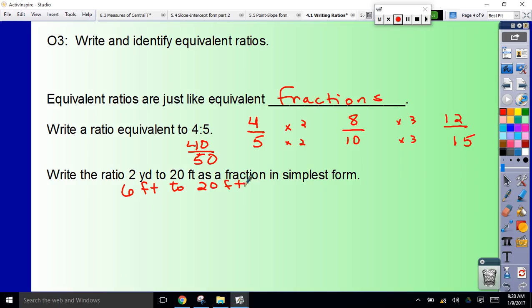to 20 feet. So I'm going to write that 3 ways. I already wrote it like that. I'm going to write 6 to 20. And now I'm going to write it as a fraction, 6/20. Now it asks me to write it as a fraction in simplest form. Here's my fraction. Is this fraction in simplest form or in lowest terms? No. Hannah? No? What could I reduce it to?